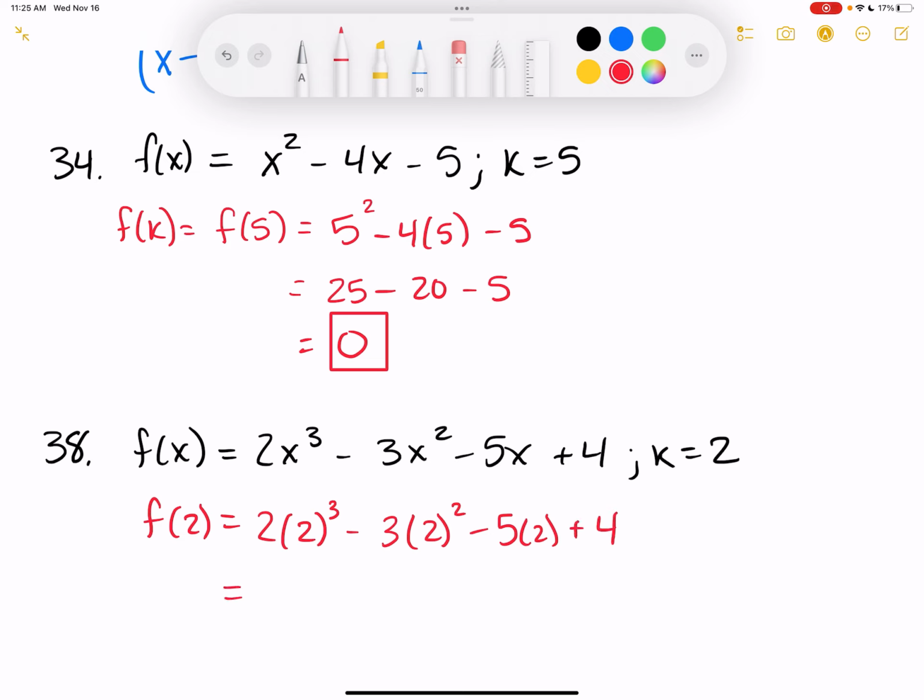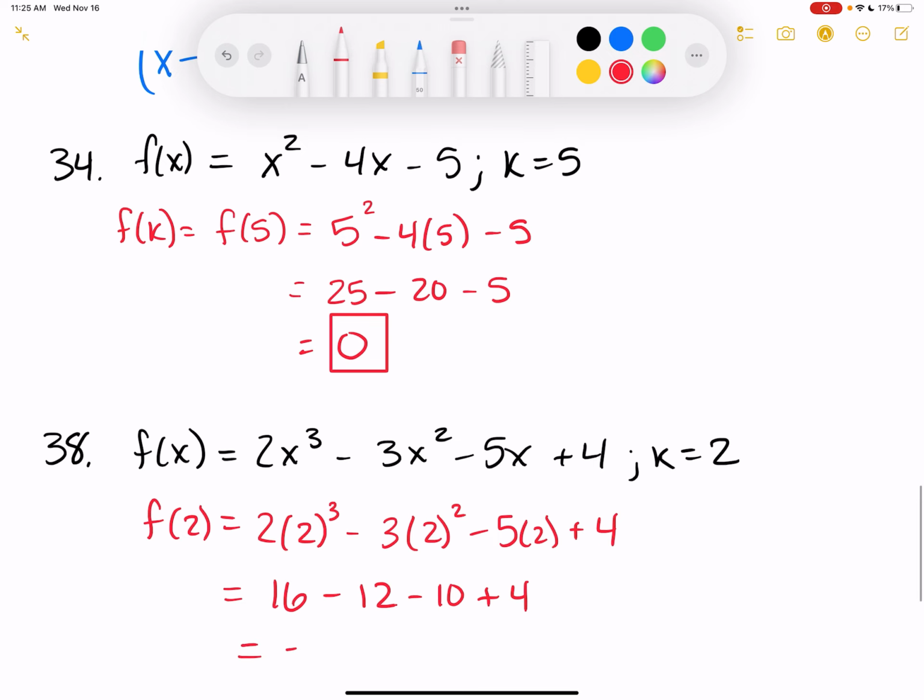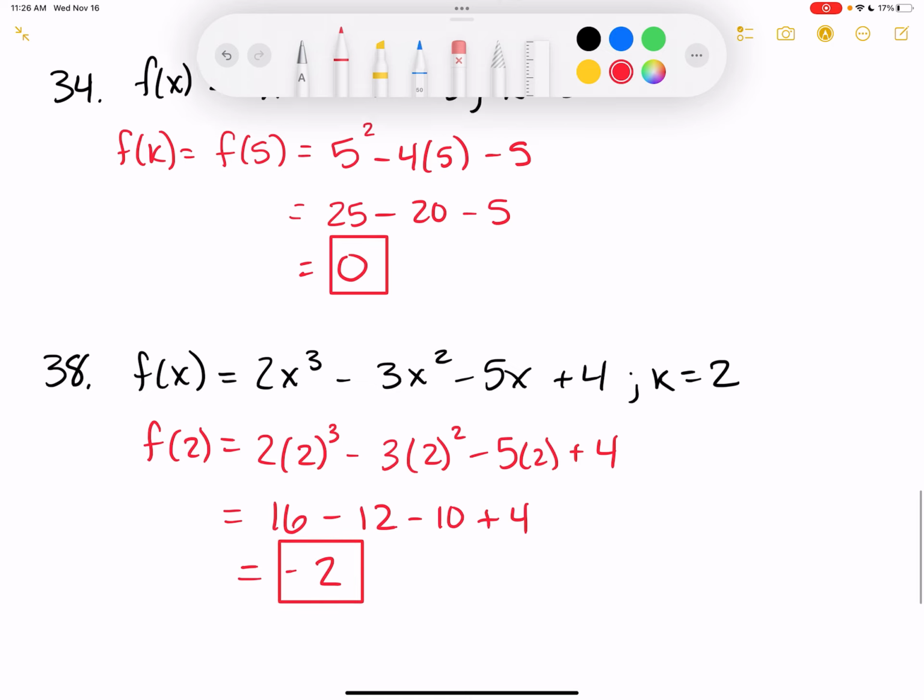So 2 cubed is 8 times 2 would be 16. Minus 2 squared is 4 times 3 is 12. And then minus 5 times 2 is 10 plus 4. So 16 minus 12 would be 4. Minus 10 would be negative 6. Plus 4 would be negative 2, I think. Is that right? Yeah. So that one has a remainder of negative 2.